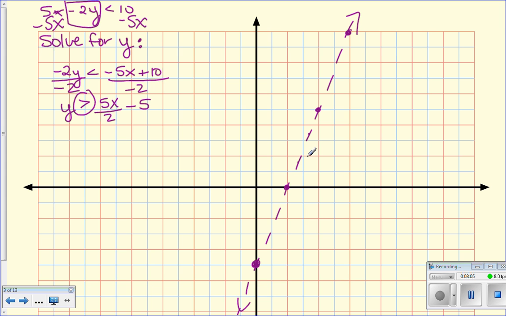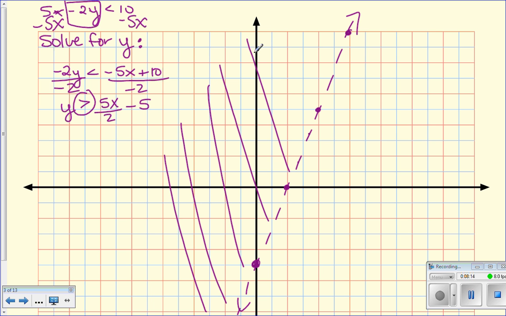And now we need to figure out which side to shade on. Greater than means bigger than, so we're going to shade above. If you don't like that phrase, then you can plug in 0, 0. You would get 0 is greater than 0 minus 5. 0 is greater than negative 5. This is true. Because it's true, you would want to shade on the side that has 0, 0. So that's this side.